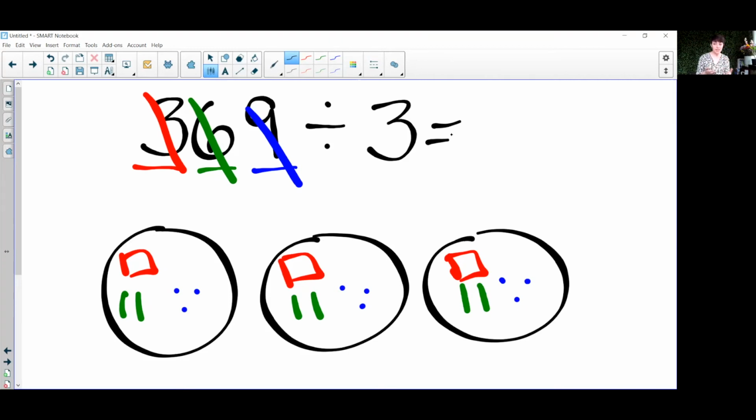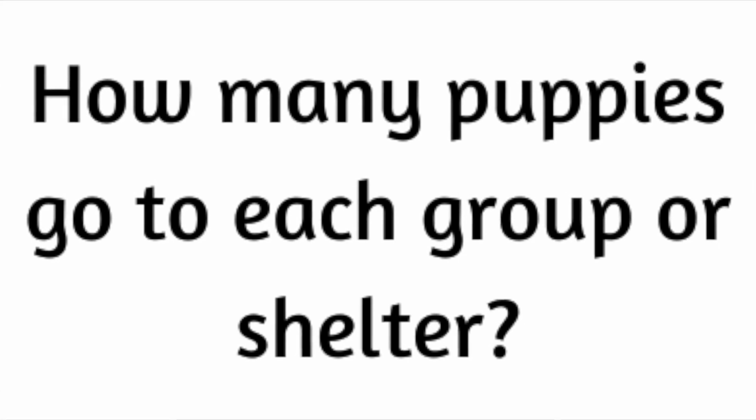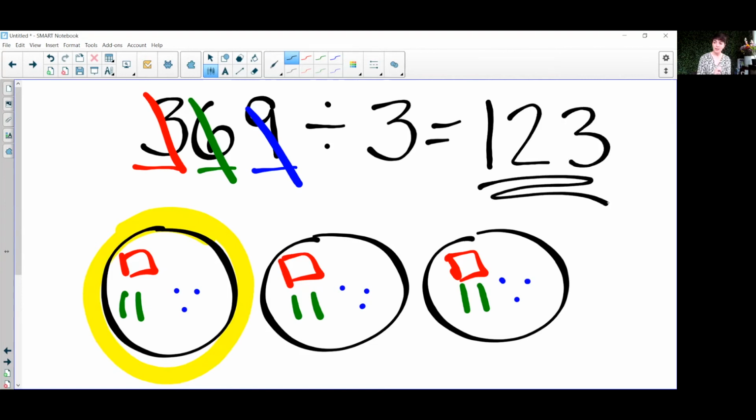And the question at the end of that problem is, how many puppies go to each group? Well, if you look at one of these shelters, all the shelters get the same puppies. That's what they're looking for in the answer. My answer is going to be, put those numbers back together. I have 100. I have 2 tens and I have 3 ones. Ta-da, 123. That's it. That's all it takes.